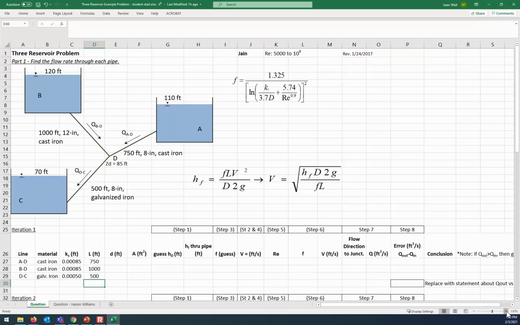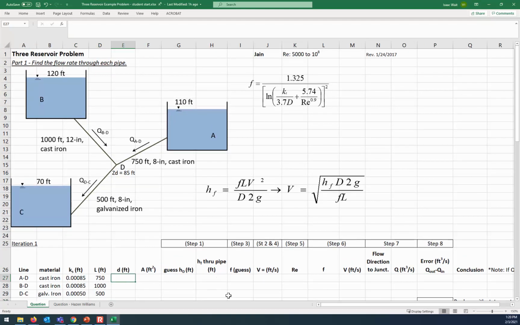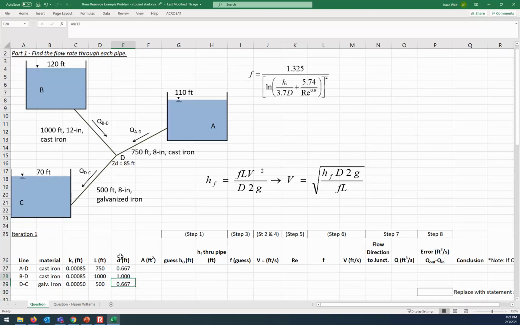All right, zooming in a little more. That's good. Okay, diameters are given. So AD has a diameter of 8 inches, and we want the diameter to be in feet. So I'm going to write 8 divided by 12 to get the diameter in feet. And likewise, we'll do that same conversion for pipe BD. So that's a 12-inch pipe, which is 1 foot diameter, and DC is 8 inches again, so equals 8 divided by 12. Okay, so far so good.